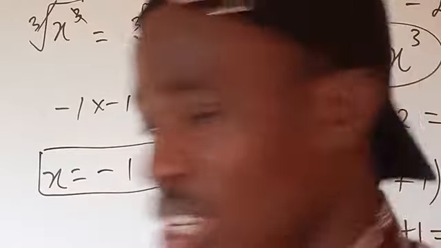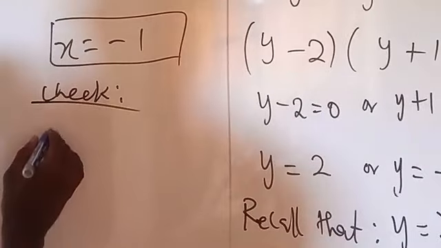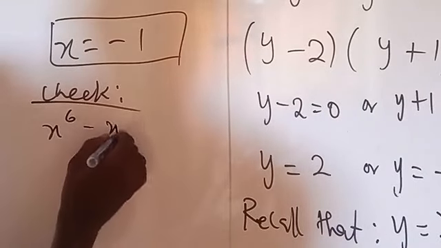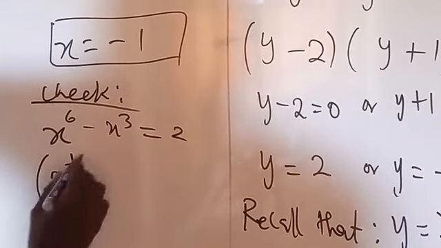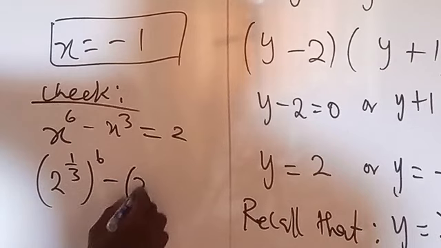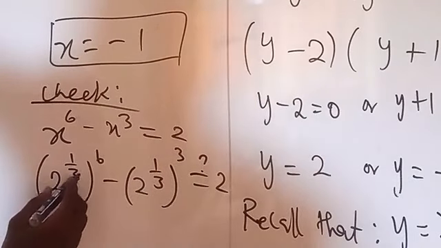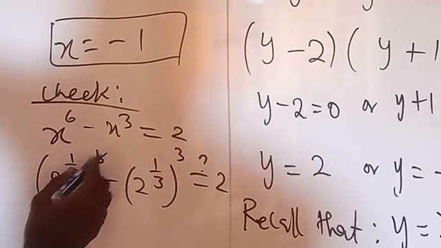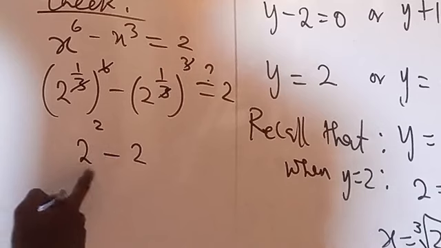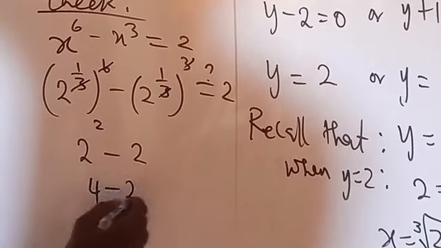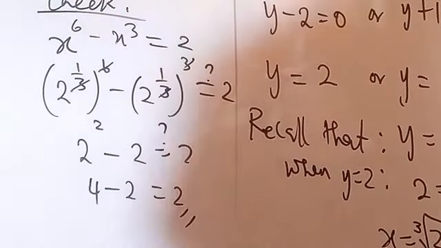Okay, so quickly, can we check? Let's check. When you have x to the power of 6 minus x to the power of 3, that equals 2 to the power of 1 over 3 all to the power of 6, minus 2 to the power of 1 over 3 all to the power of 3. This is going to give us 2 to the power of 2 minus 2, so 2 to the power of 2 is 4 minus 2. So we can see that we have this to be 2, which means it's satisfied.